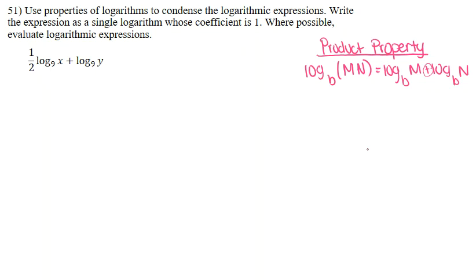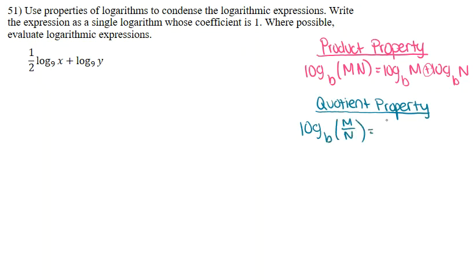Now our second property is going to be the quotient property. And this is where you have a log base b of any number m divided by any number n. And this is broken down as log base b of m minus log base b of n. With quotient property, you always subtract the logs.